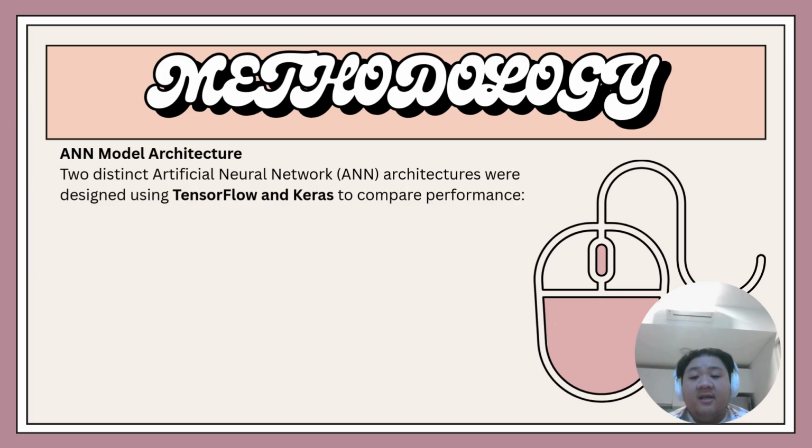So this is the ANN model architecture, where we have two distinct ANNs, built with TensorFlow and Keras. The features are hidden layers, activation function, optimizer, and output layer. Model A is ReLU-based with two hidden layers, while model B has three layers. The activation function is ReLU for model A and tanh for model B. For the optimizer, model A uses SGD, while model B uses Adam. For the output layer, both models use softmax.